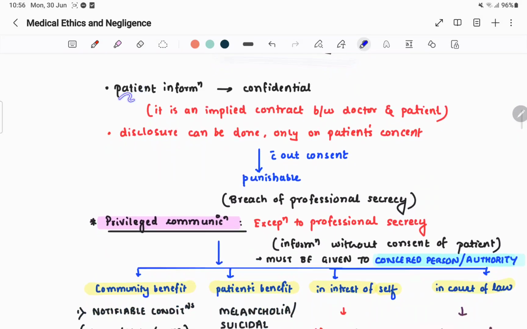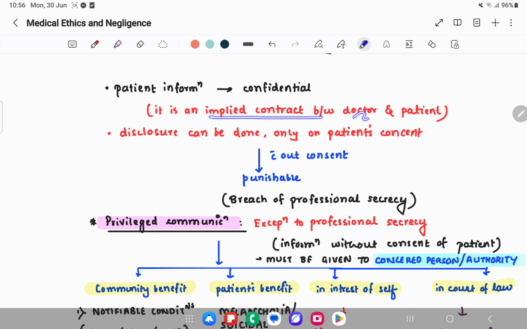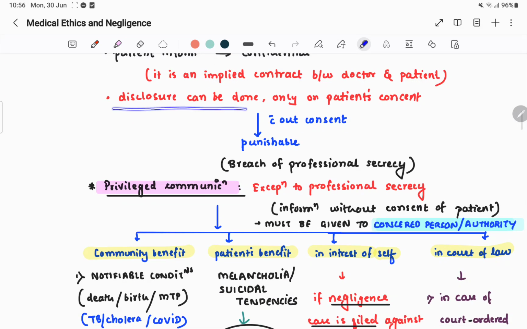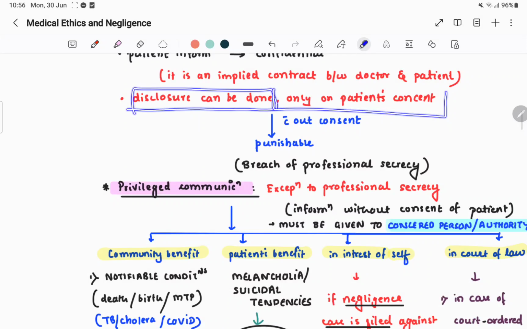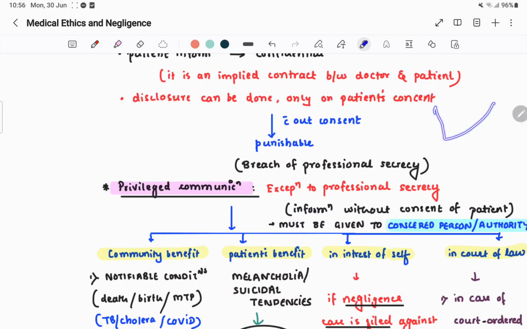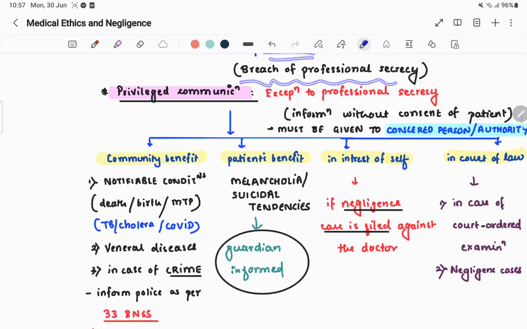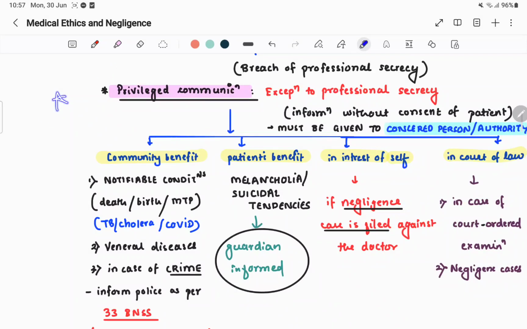Professional secrecy: patient information must be kept confidential. It is an implied contract between doctor and patient. Disclosure can be done only with the patient's consent. If the patient consents that you can disclose their information, only then can disclosure be done. Without consent, it's punishable as breach of professional secrecy. We have an exception to professional secrecy, that is privileged communication: information given to the concerned authority without consent of the patient.